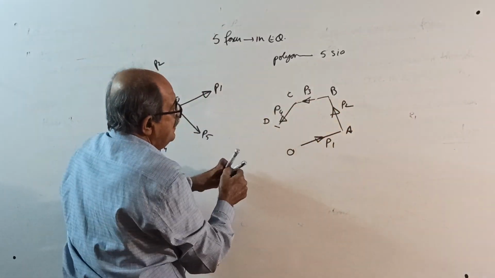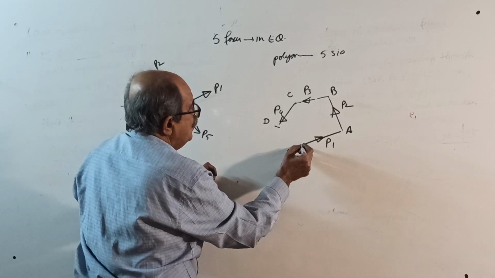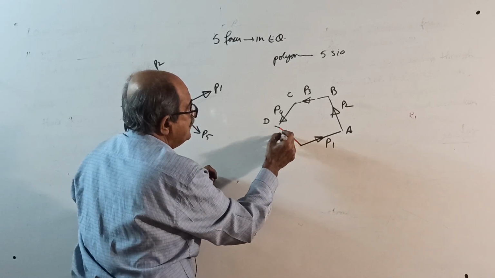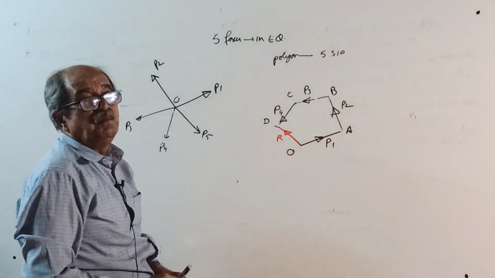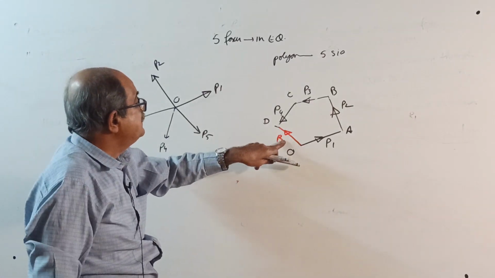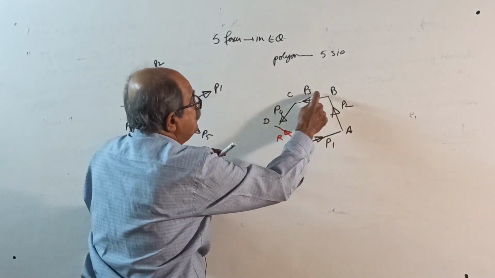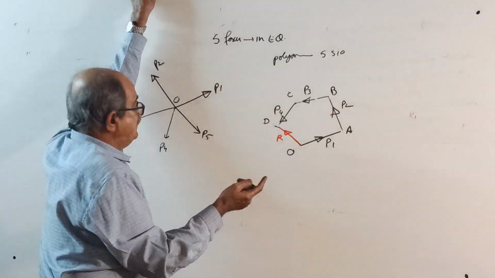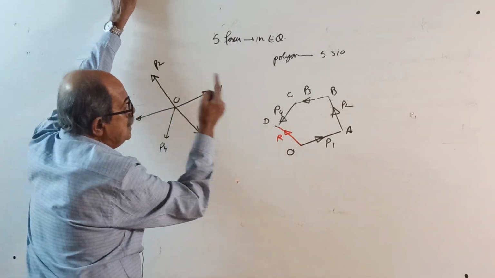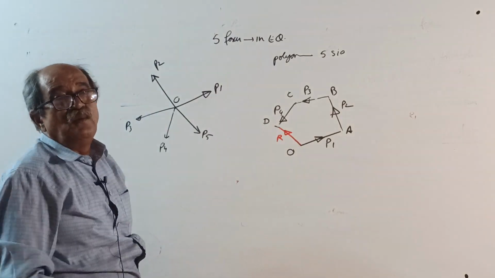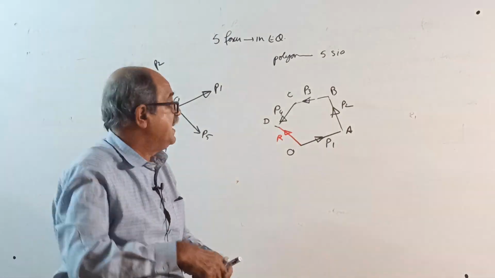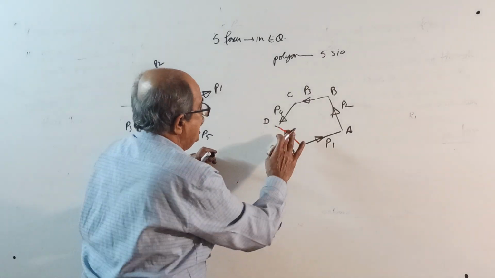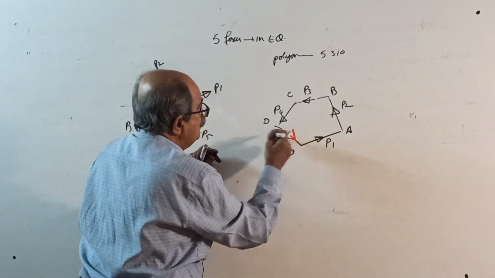BC, CD, in reverse order, this should be the resultant. Put a sketch right there. This is the resultant for P1, P2, P3, P4. But there is no resultant overall, so P5 should be equal to R in magnitude but opposite in direction. Then this should be your P5.